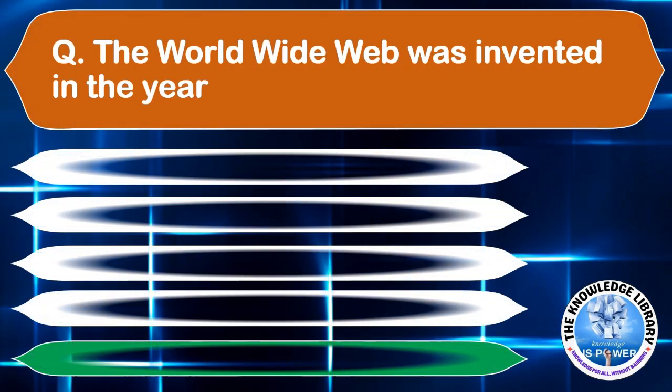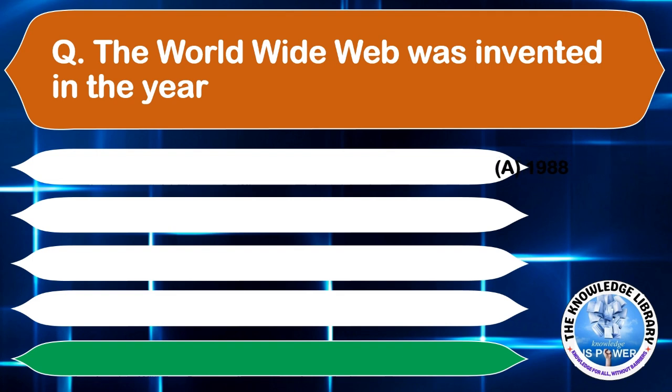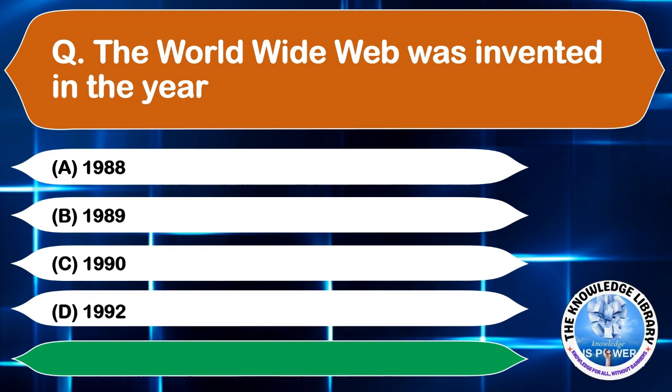The next question is, the World Wide Web was invented in the year option A, 1988, option B, 1989, option C, 1990, option D, 1992. The correct answer is option B, 1989.